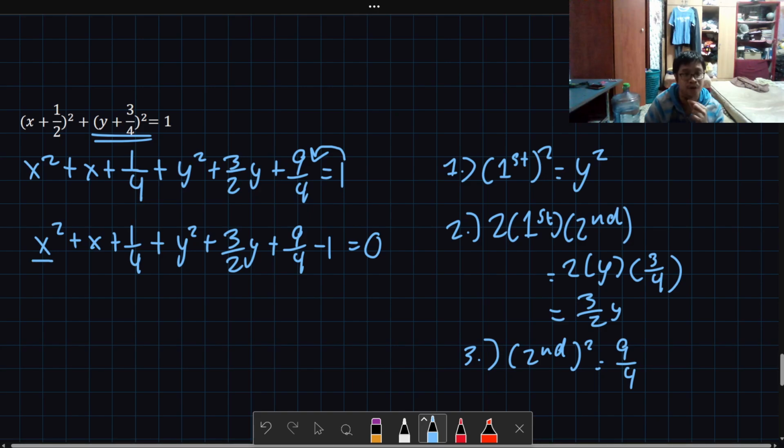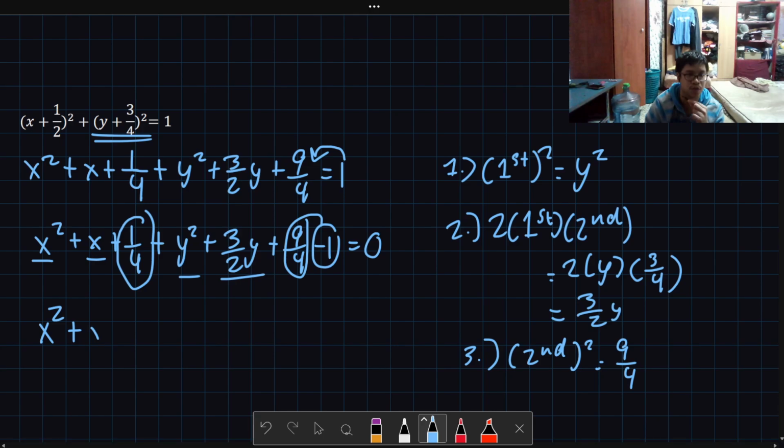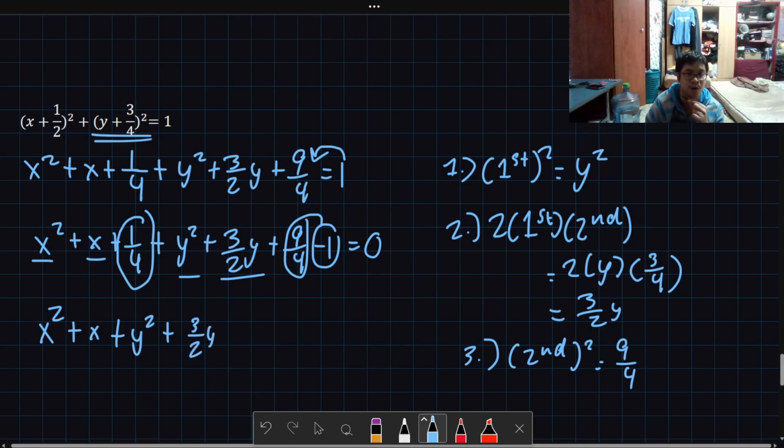Okay, again, for x squared, x, y squared, and 3 halves y, we're not going to do anything about them because they're lonely. There's no similar terms for these four terms. But for the constant terms, 1/4, 9/4, and minus 1, we're going to combine them because both of them are constant terms. So let me just copy the other terms first. X squared plus x plus y squared plus 3 halves of y. Okay, then let's add these two.